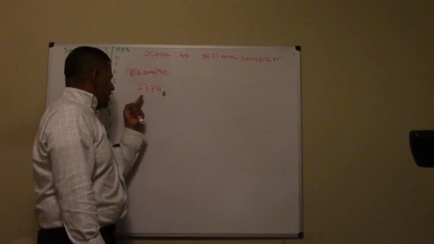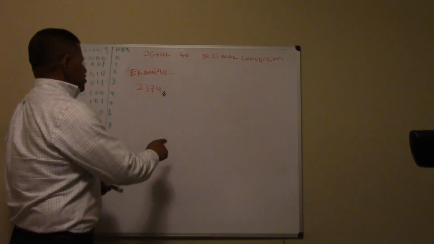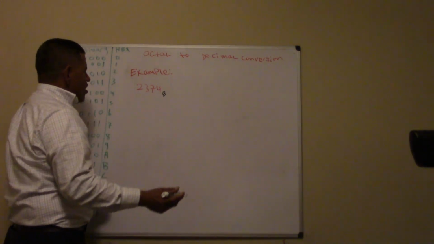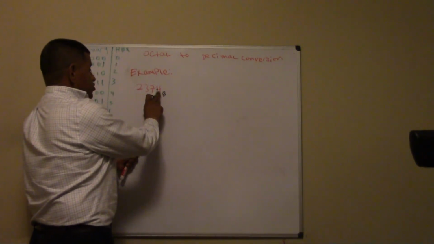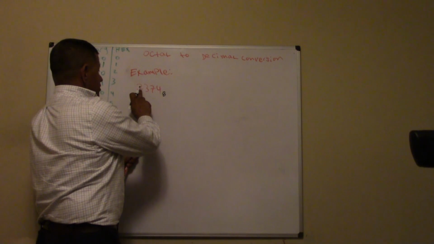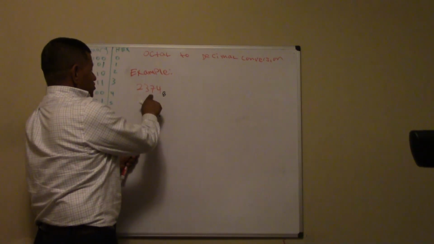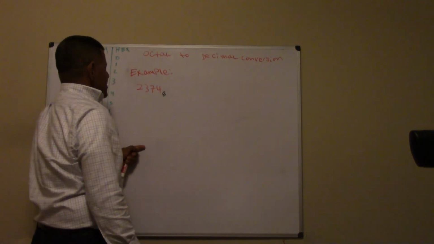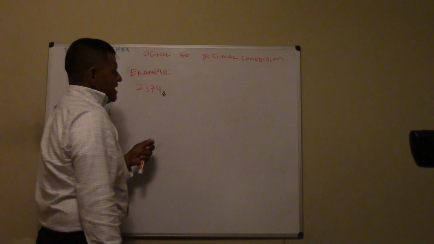Here this is the octal number, given, right? So we want to convert this to a decimal. So how do we do that? This is the base, right? So I got 2374. How many digits do I have? I got 1, 2, 3, 4. So now I have to do the base 8, so the base is 8.